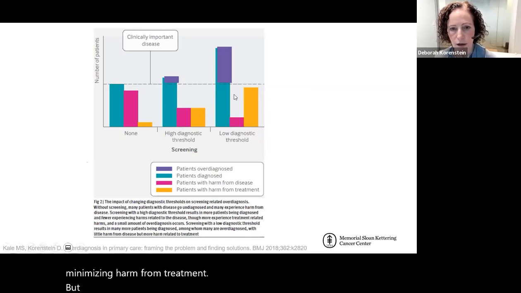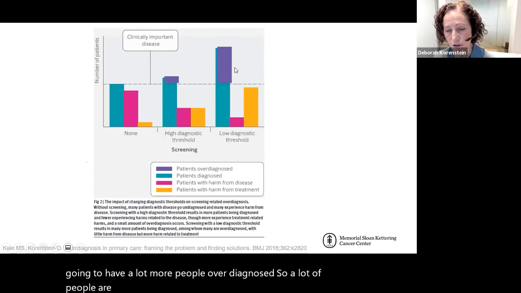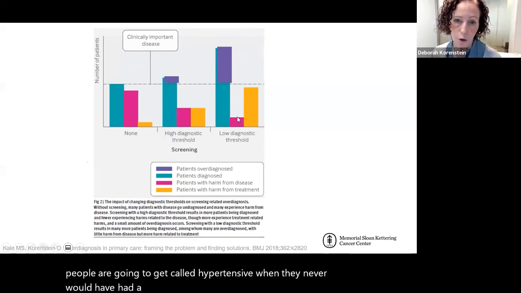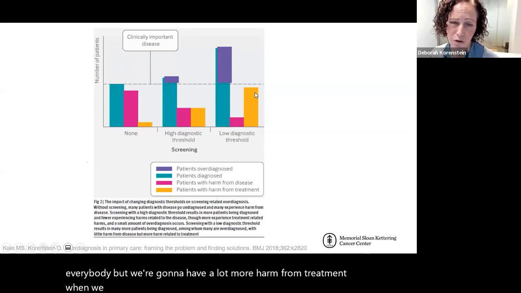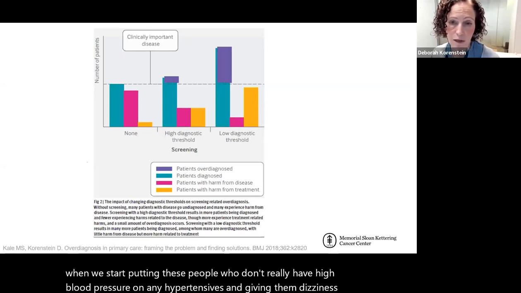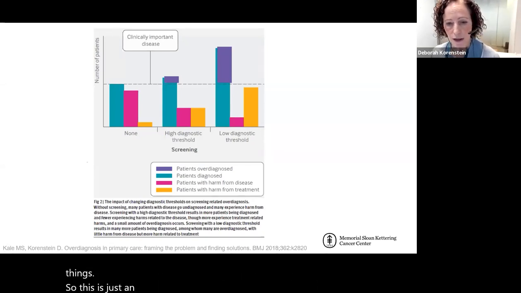But over here on the right, if we go to a low diagnostic threshold, so that's calling anything over 130 over 80 hypertension, we're going to have a lot more people overdiagnosed. So a lot of people are going to get called hypertensive when they never would have had a complication. We are going to get fewer harms from disease because we'll catch everybody, but we're going to have a lot more harm from treatment when we start putting these people who don't really have high blood pressure on antihypertensives and giving them dizziness, maybe even syncope and falls and injuries and all kinds of other things. So this is just an illustration of how these different thresholds can play out in patients.